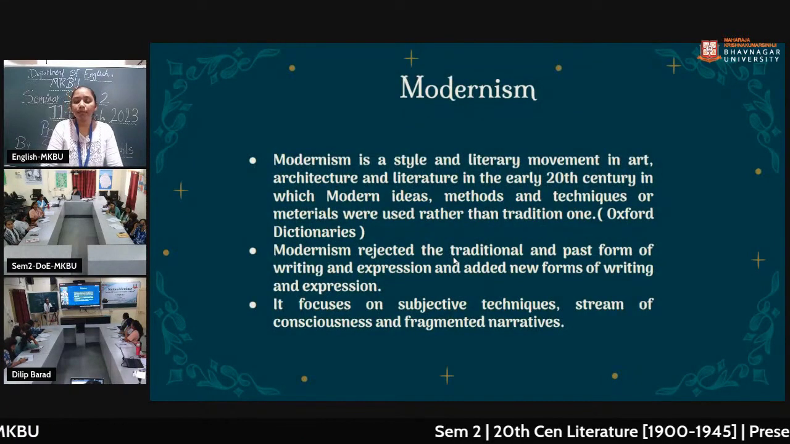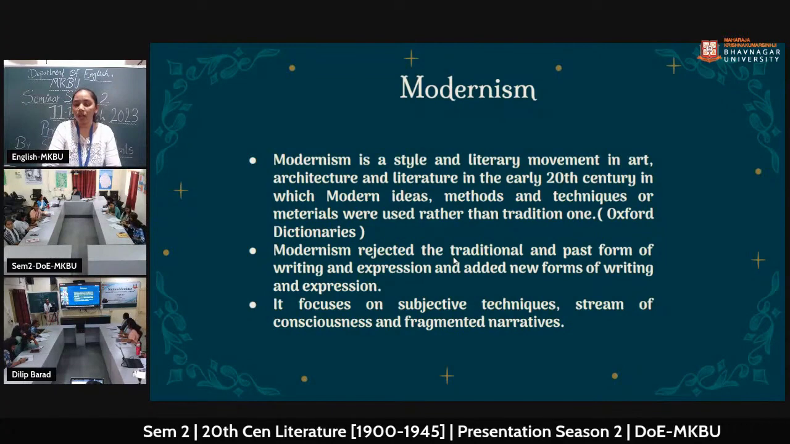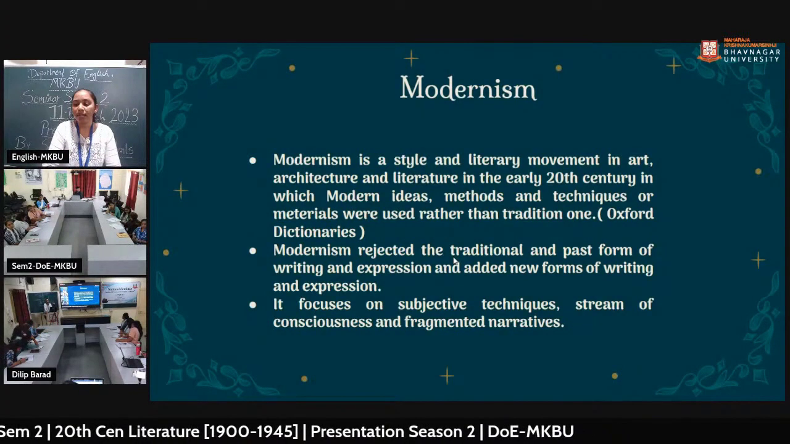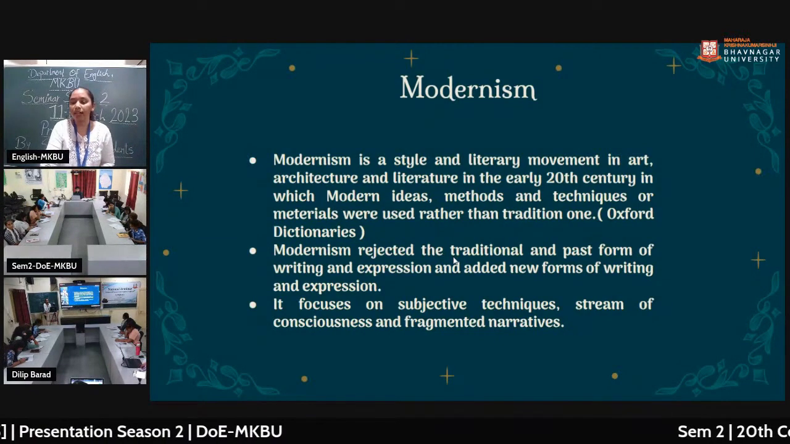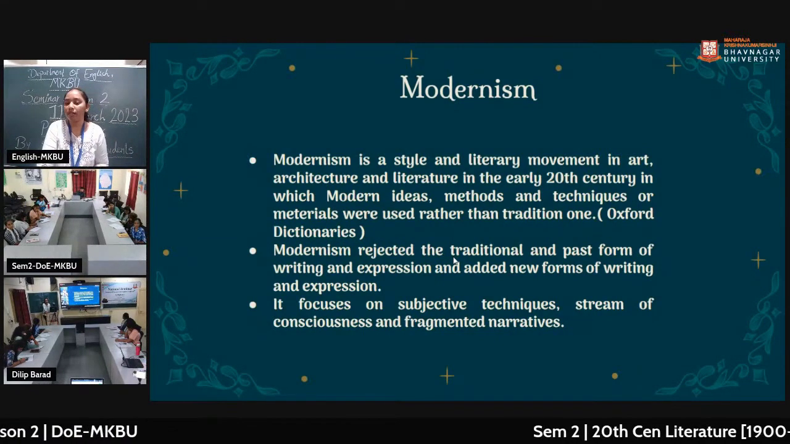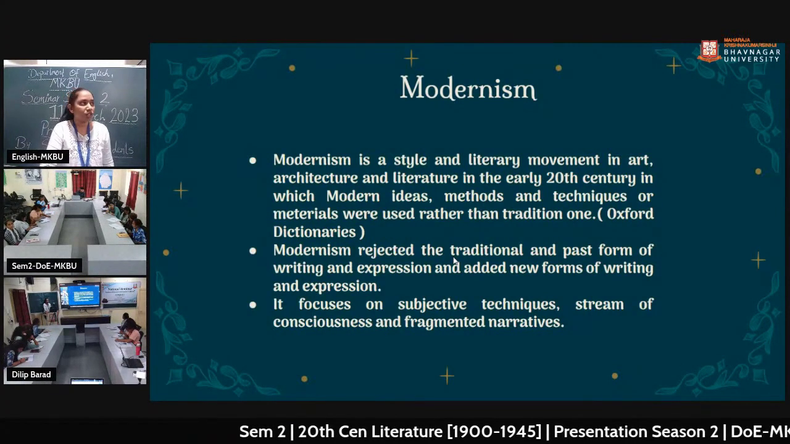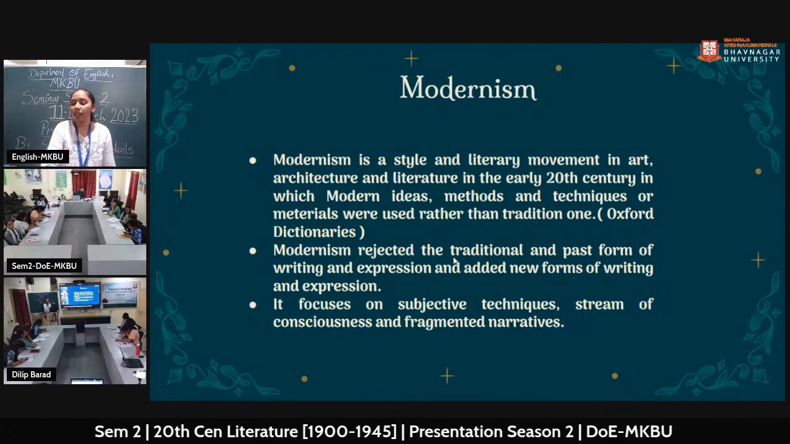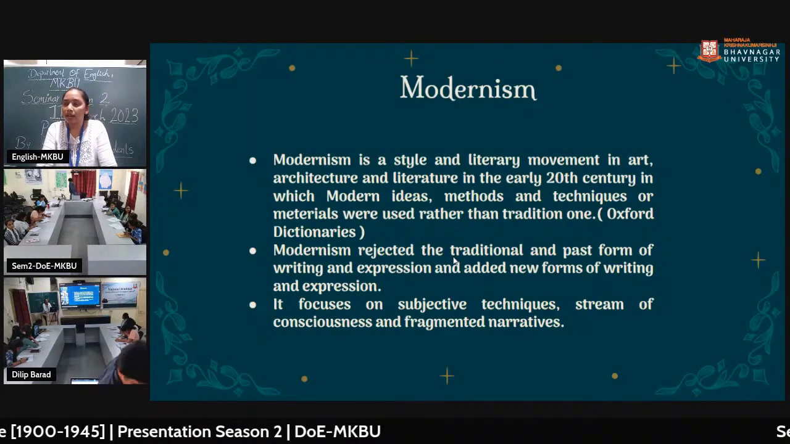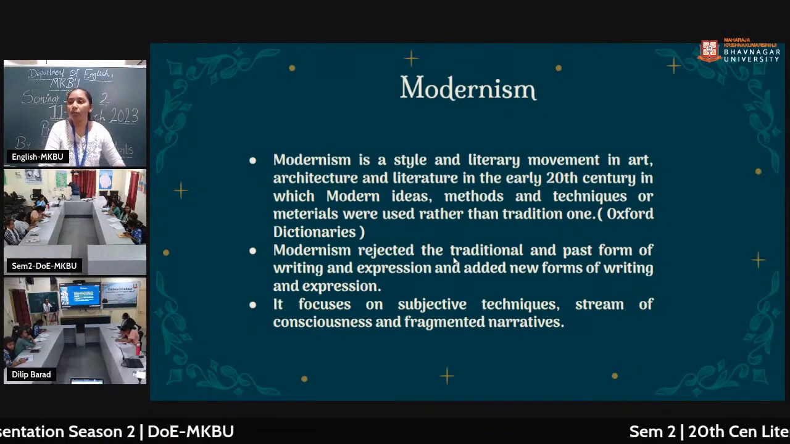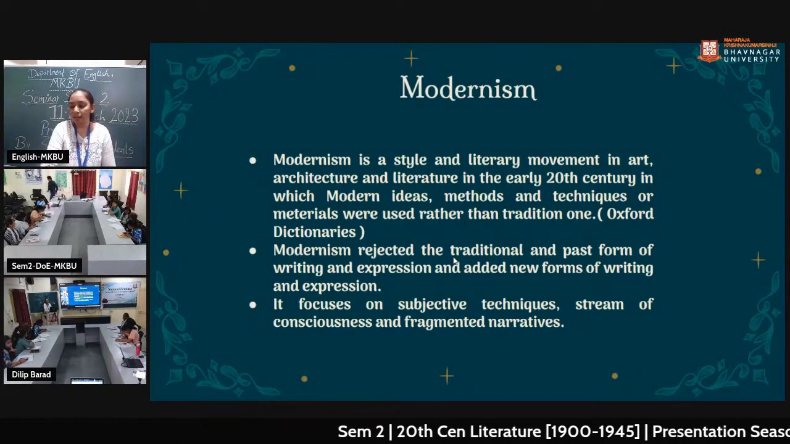First, modernism is a style and a literary movement in art, architecture, and literature in the early 20th century in which new ideas, methods, techniques, and materials were used rather than traditional ones. Modernism rejected the traditional and past forms of writing and expression and added a new form of writing and expression. It focuses on subjective techniques, stream of consciousness, and fragmented narratives.